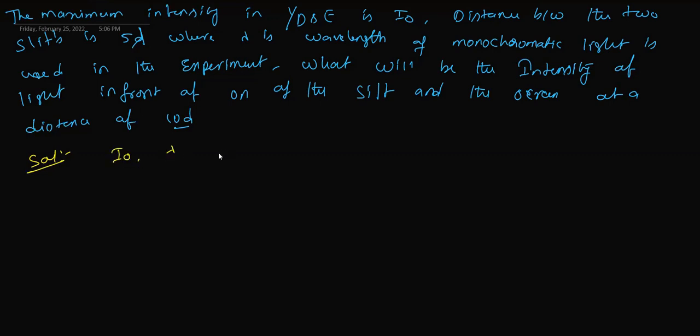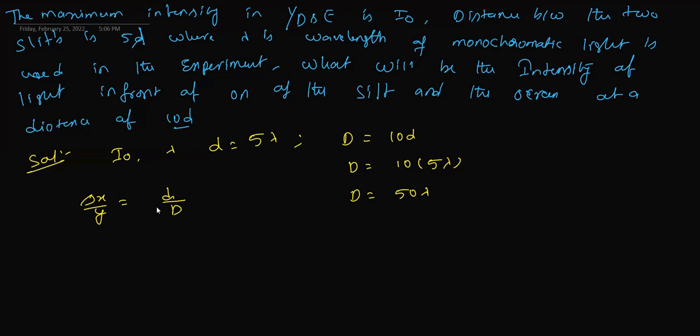wavelength is lambda, small d equal to 5 lambda as they told, and capital D equal to 10d. 10d means 10 into small d, which is 5 lambda. Therefore capital D equal to 50 lambda, which we got. So while doing the YDSE experiment we got this relation, delta x by y equal to small d by capital D, which we know here.